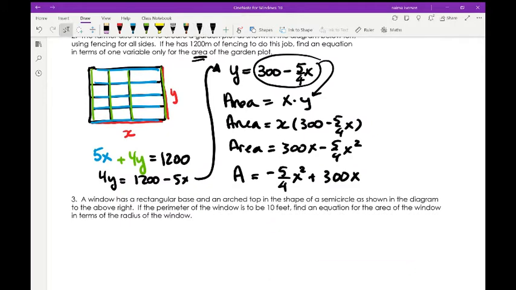Okay, and that's that one. Getting the equation ready to do the next step. And the next step is our next class.